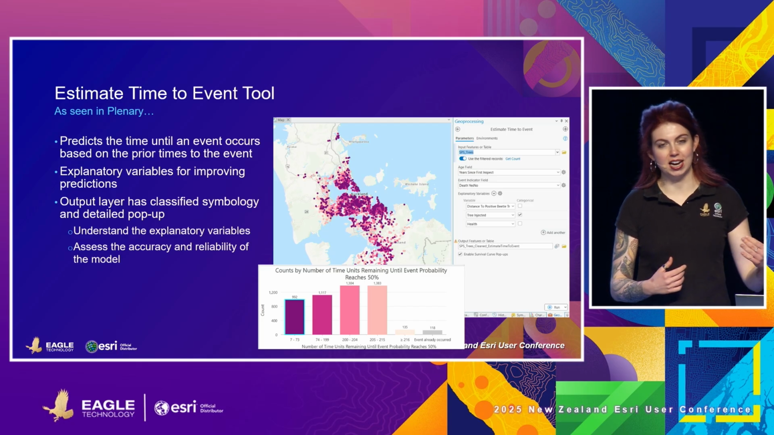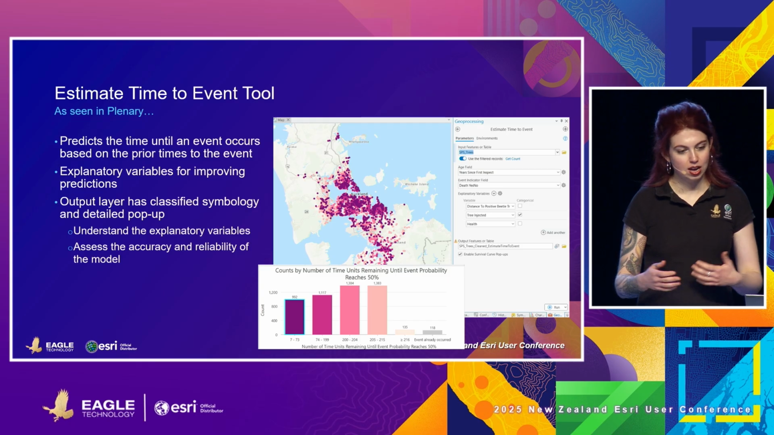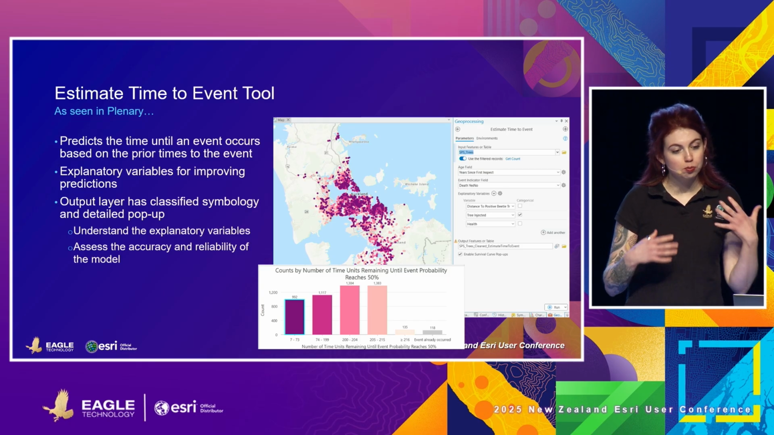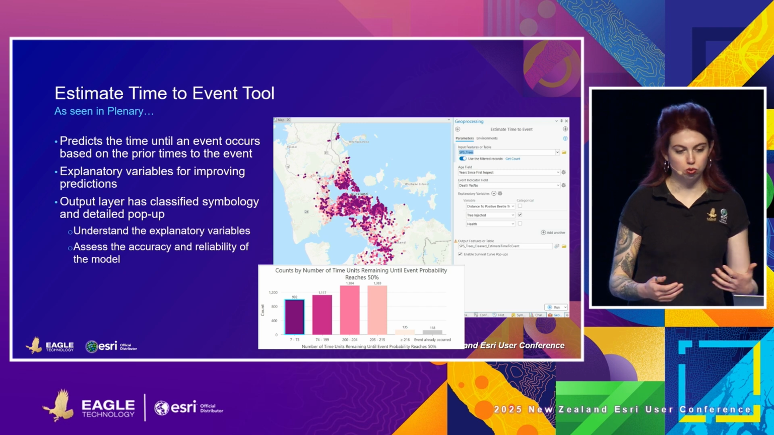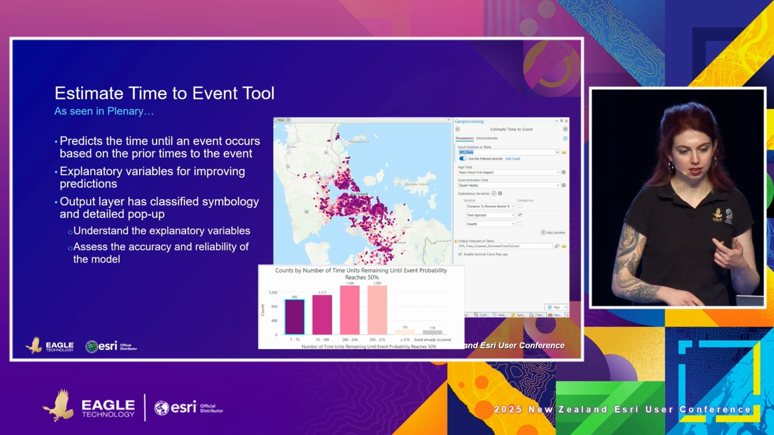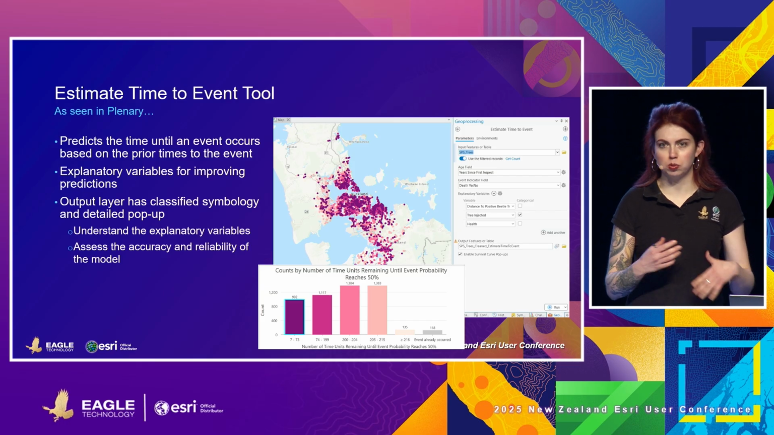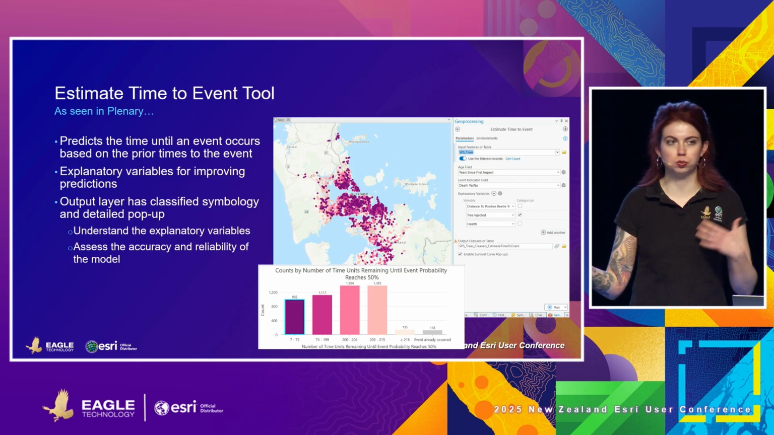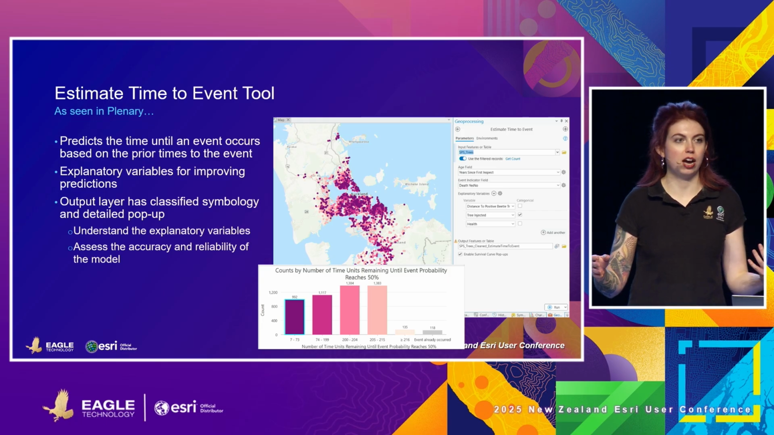It predicts the time until an event occurs based on prior times to the event. So for instance, you can use this tool to predict when a pipeline is going to leak, when a bridge needs repair, when a customer will switch providers, or when a borrower will default on a loan. It's completely industry agnostic how you use this tool.